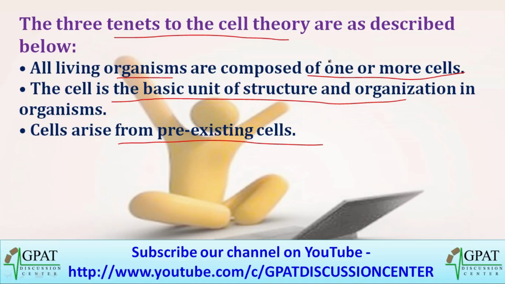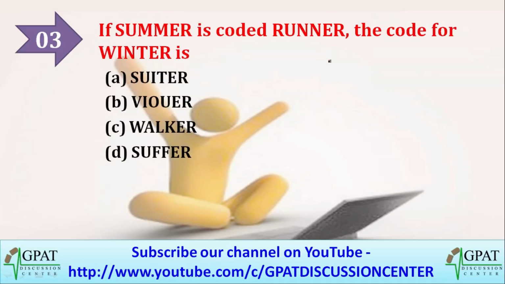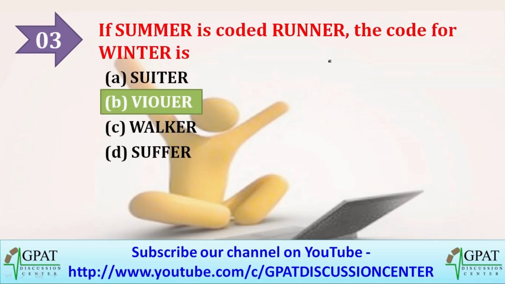So moving on to the next question: if summer is coded as runner, what is the code for winter? It's an aptitude question, so try to use your mind. Option A, suitor; option B, wire; option C, walker; and option D, suffer. According to this, the wire is the correct answer.